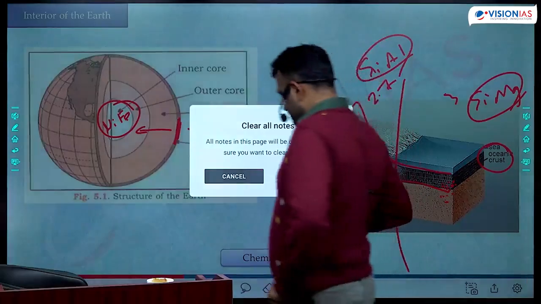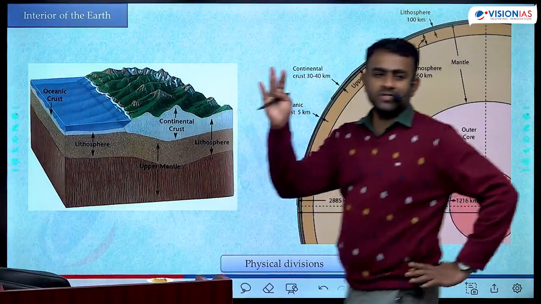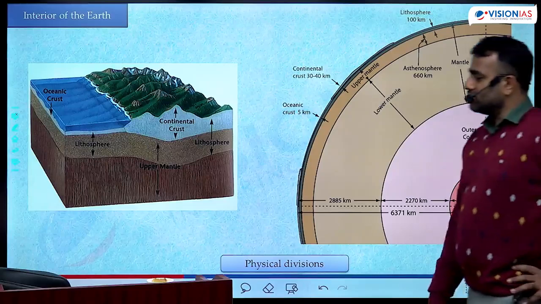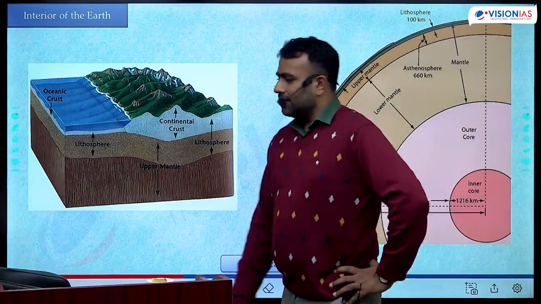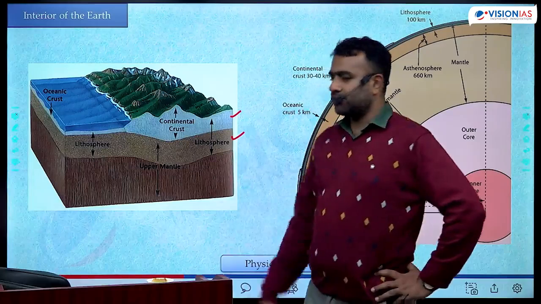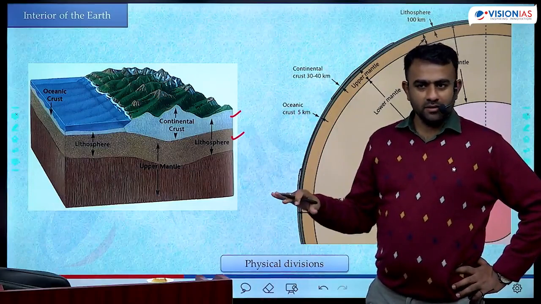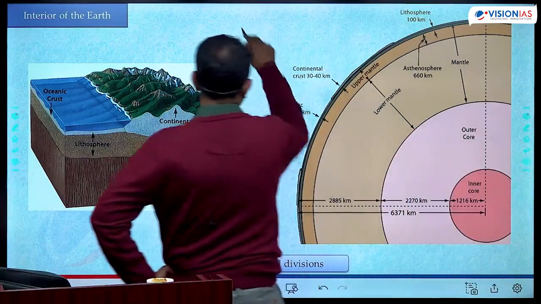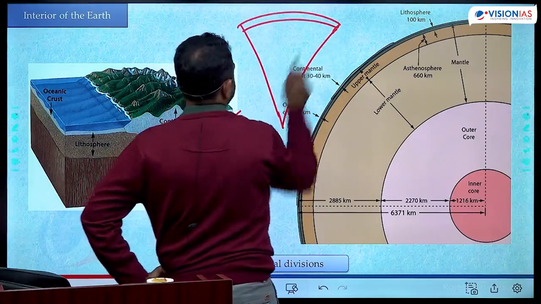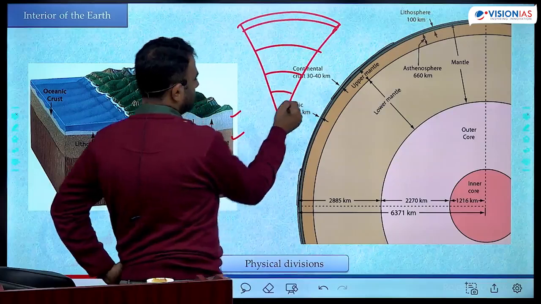Okay, these are the chemical divisions. Physical divisions: lithosphere, asthenosphere, mesosphere, barysphere. What is lithosphere? Lithosphere includes the crust and the upper part of the upper mantle. We have upper mantle, lower mantle. If you want to divide, this is crust, this is upper mantle, this is lower mantle, this is outer core, inner core. Is that right?